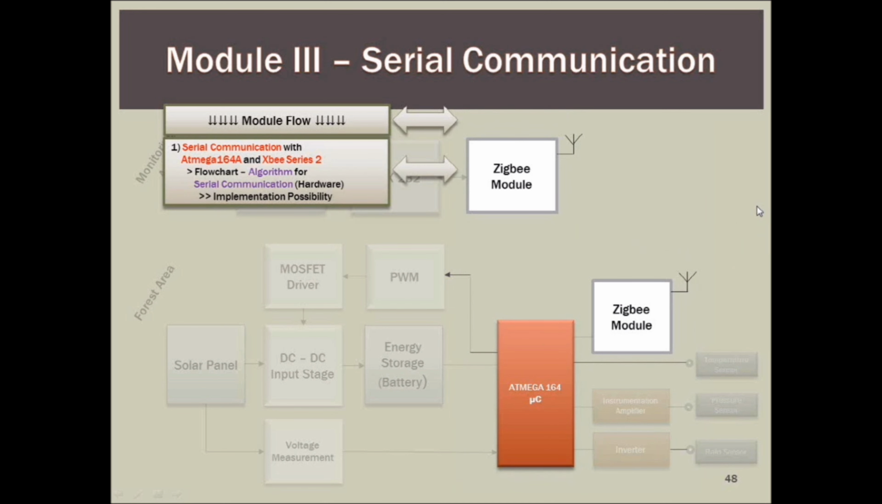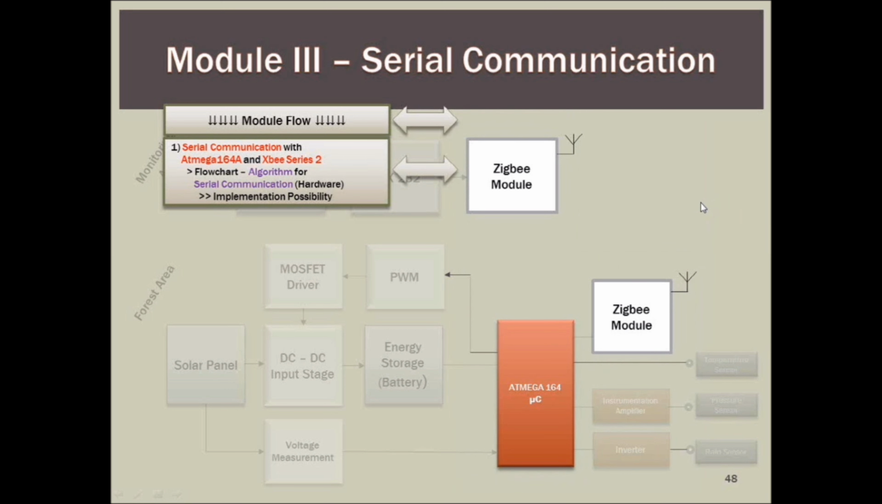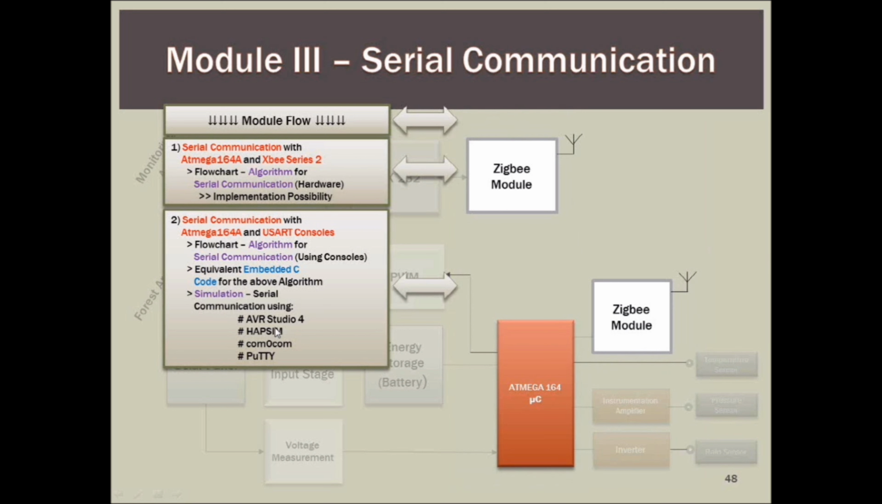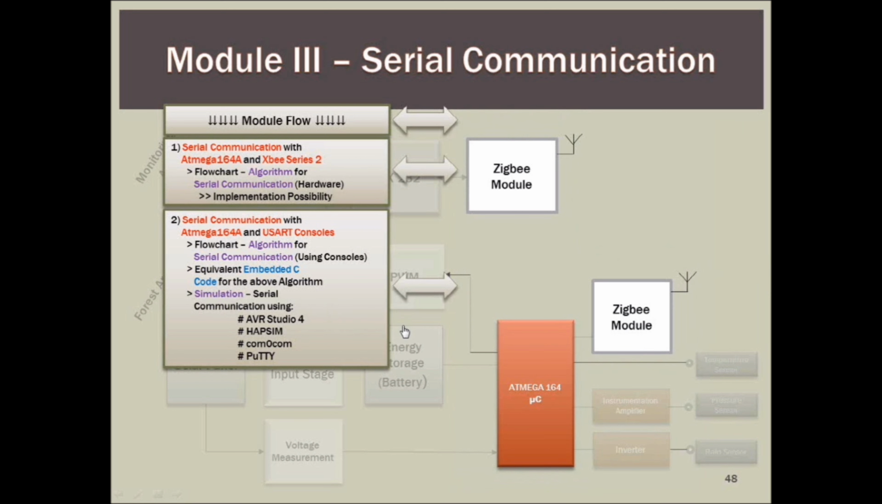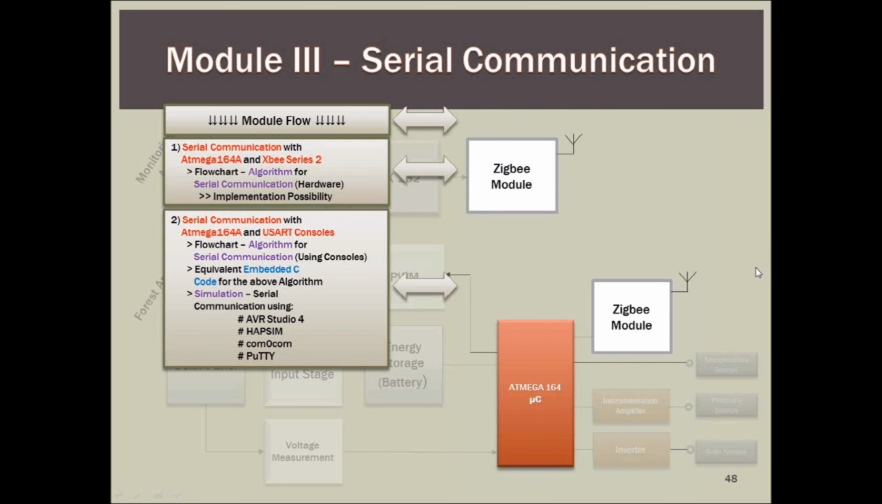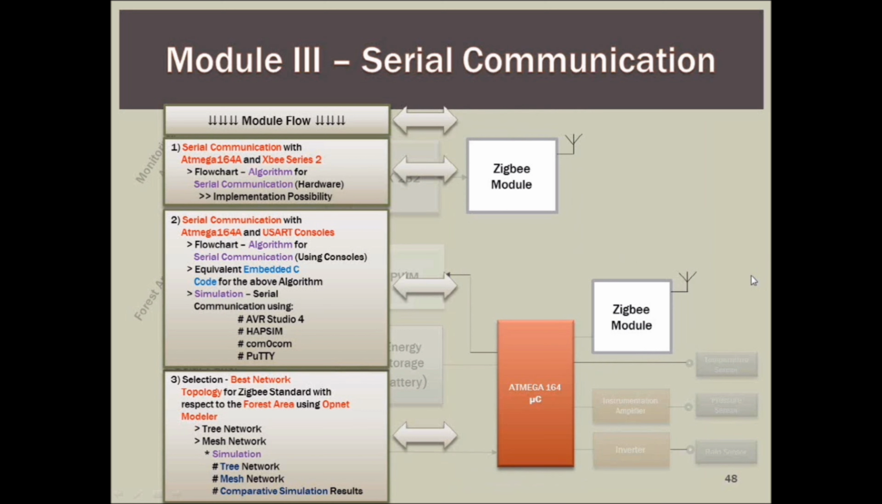First we'll see the serial communication between the microcontroller and the Zigbee with the help of an algorithm, which is the hardware algorithm. Then we'll see the implementation possibility of this hardware algorithm, and based on that we will reform the algorithm to show the serial communication in simulated form. We are doing the simulation of the serial communication in order to understand the processes that take place during a serial communication, and this we are implementing with the help of 4 different software: AVR Studio 4, HapSim, Com0Com and Putty.